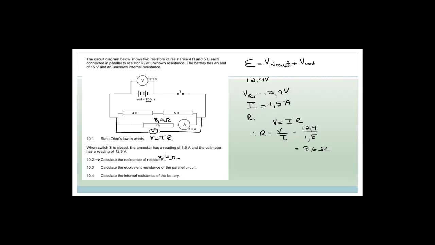Okay, so fair enough, we need to work out what the equivalent resistance of these two is. So what are we going to do? We need to first work out the resistance of the series circuit bit, which is just 9 ohms. Do you agree? 4 plus 5. And then we've only really got two resistors in parallel, and that means we can use Rp is equal to R1 R2 over R1 plus R2. Okay, so that is going to be 9 times by 8.6 over 9 plus 8.6.